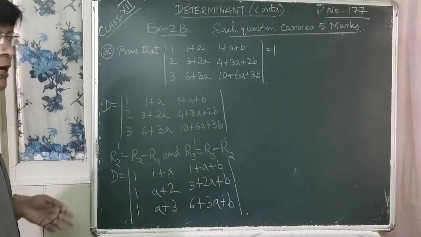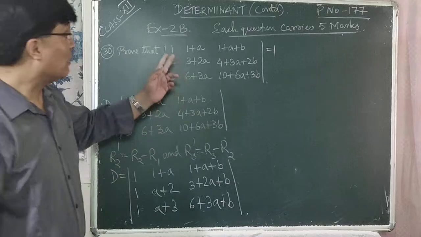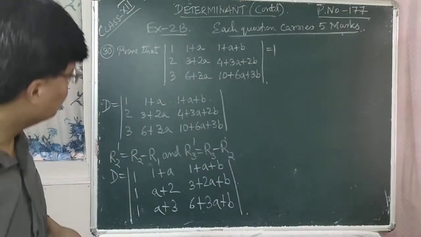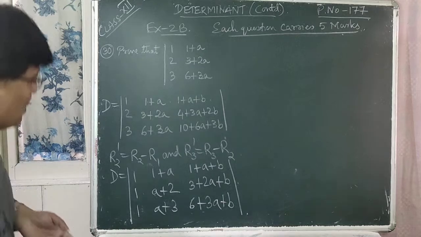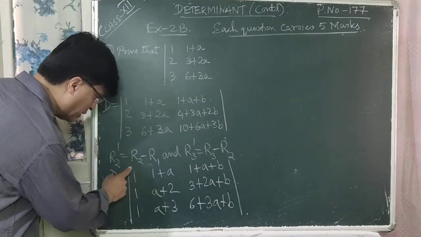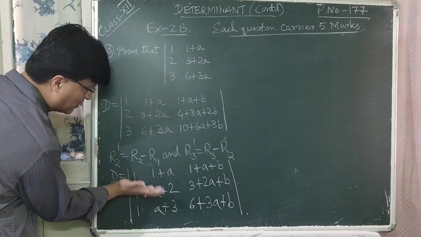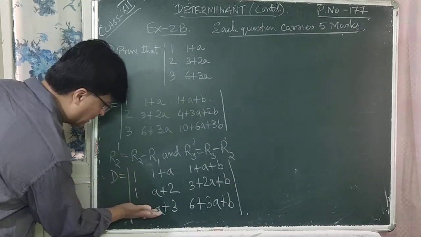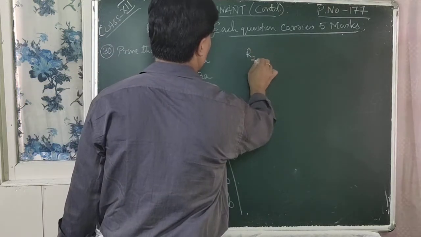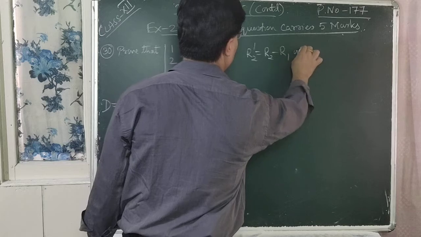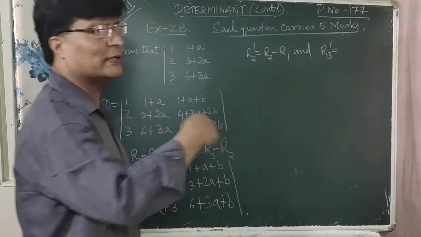We are using the properties R2 dash is equal to R2 minus R1 and R3 dash is equal to R3 minus R2, and we got this simplified determinant. You have to prove here that the left hand side is equal to 1. So now let us simplify it again using the properties of determinant. Now there are 3 ones in the first column. You can make any two of these ones 0 by using R2 dash is equal to R2 minus R1. You may use R1 dash is equal to R1 minus R2 also, and R3 dash is equal to R3 minus R2 or R3 minus R1. So let us use R2 dash is equal to R2 minus R1 and R3 dash is equal to R3 minus R2 or R3 minus R1.